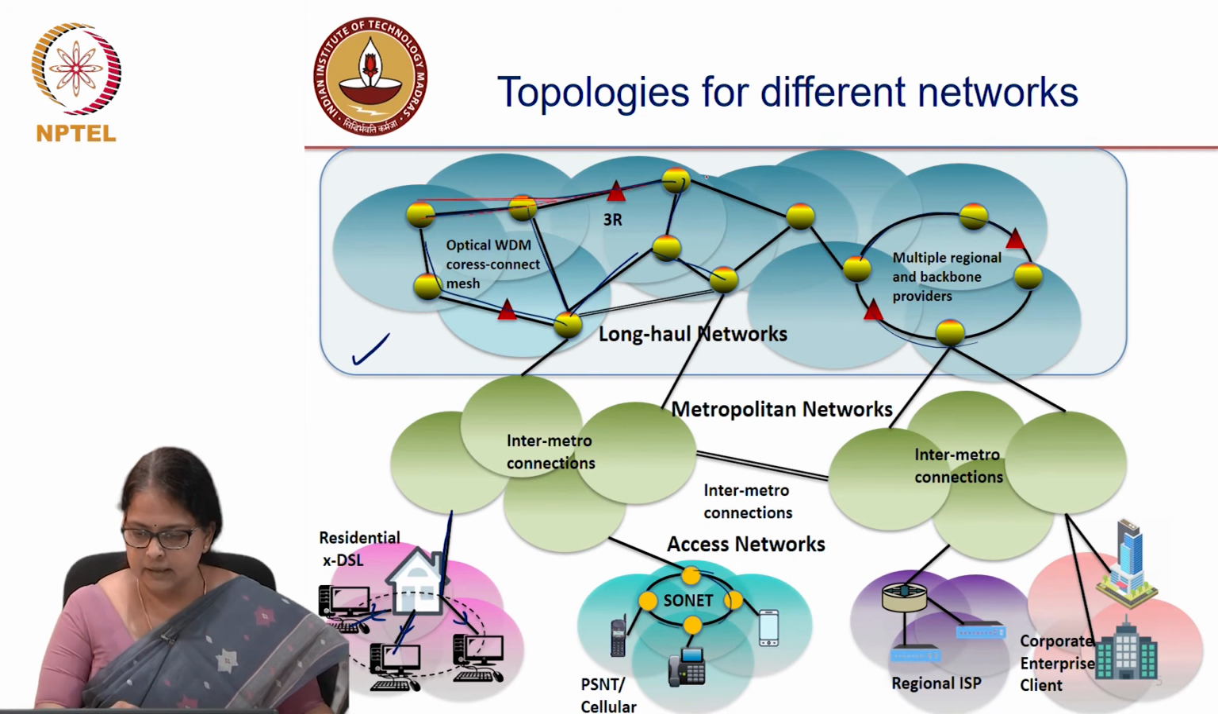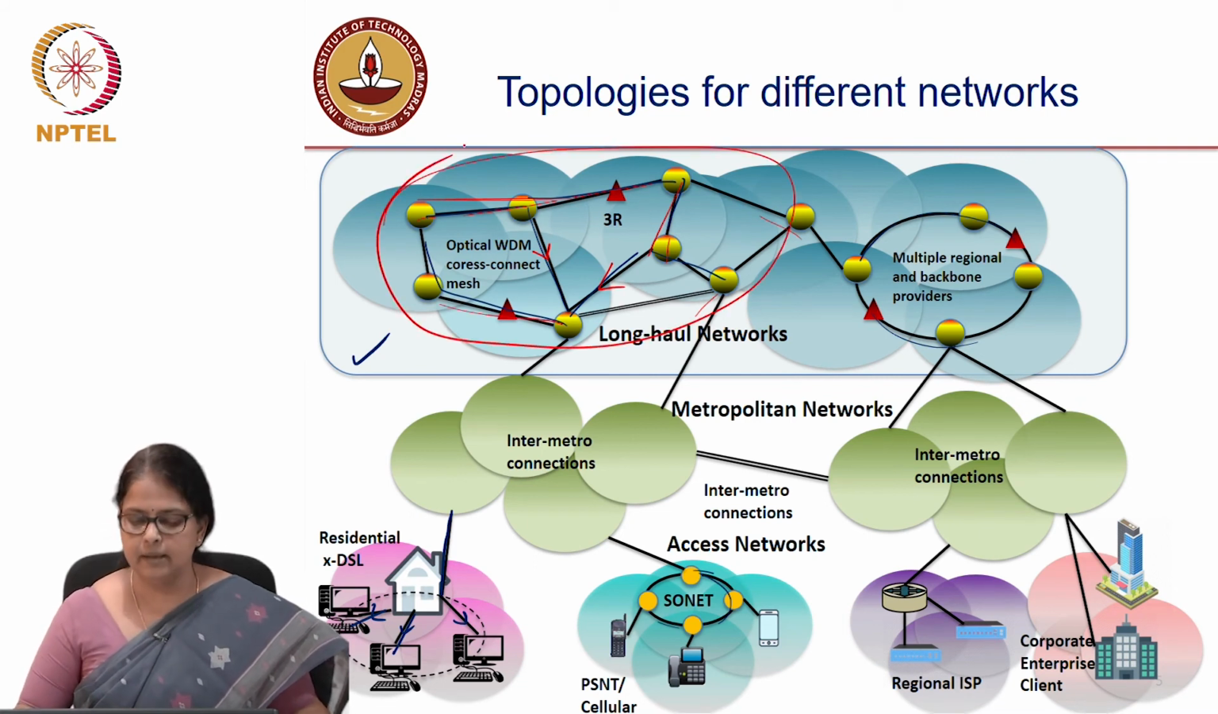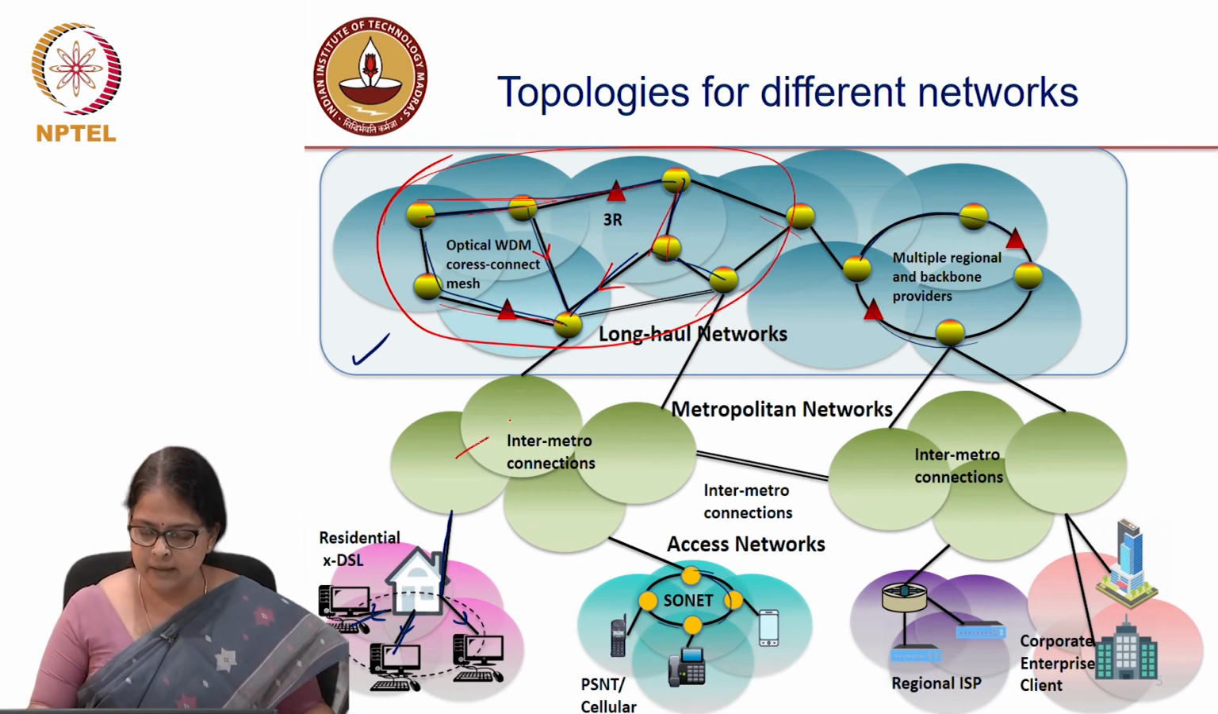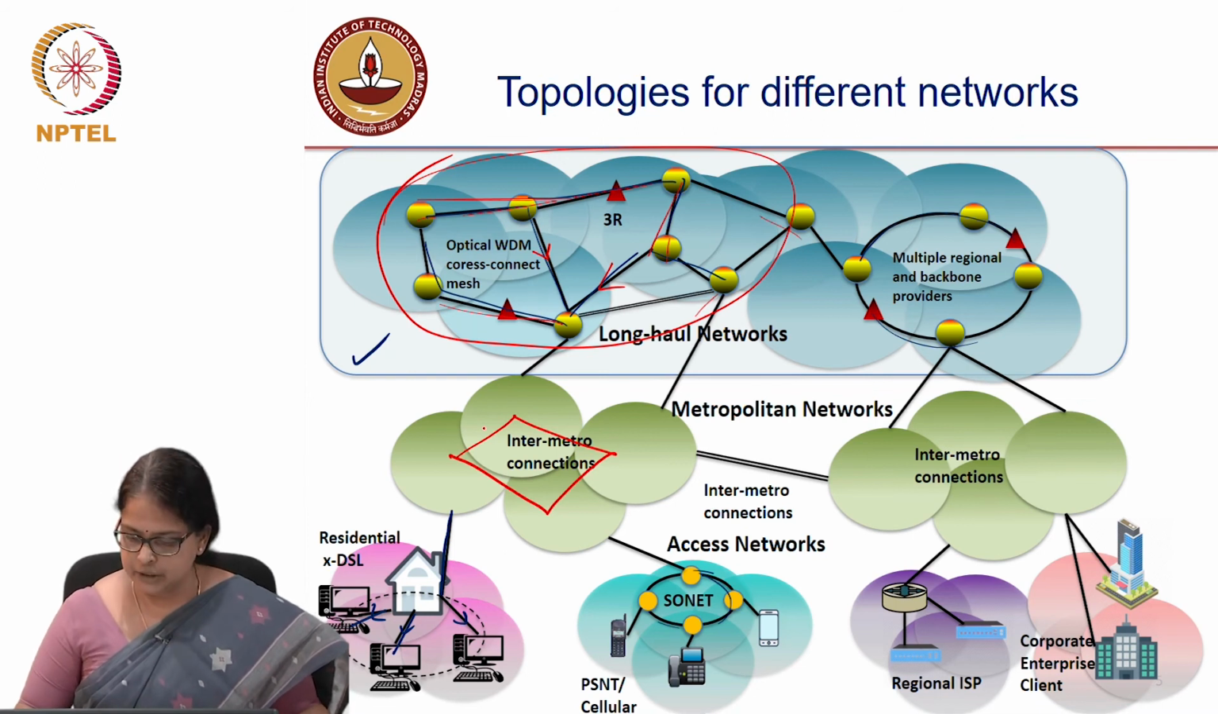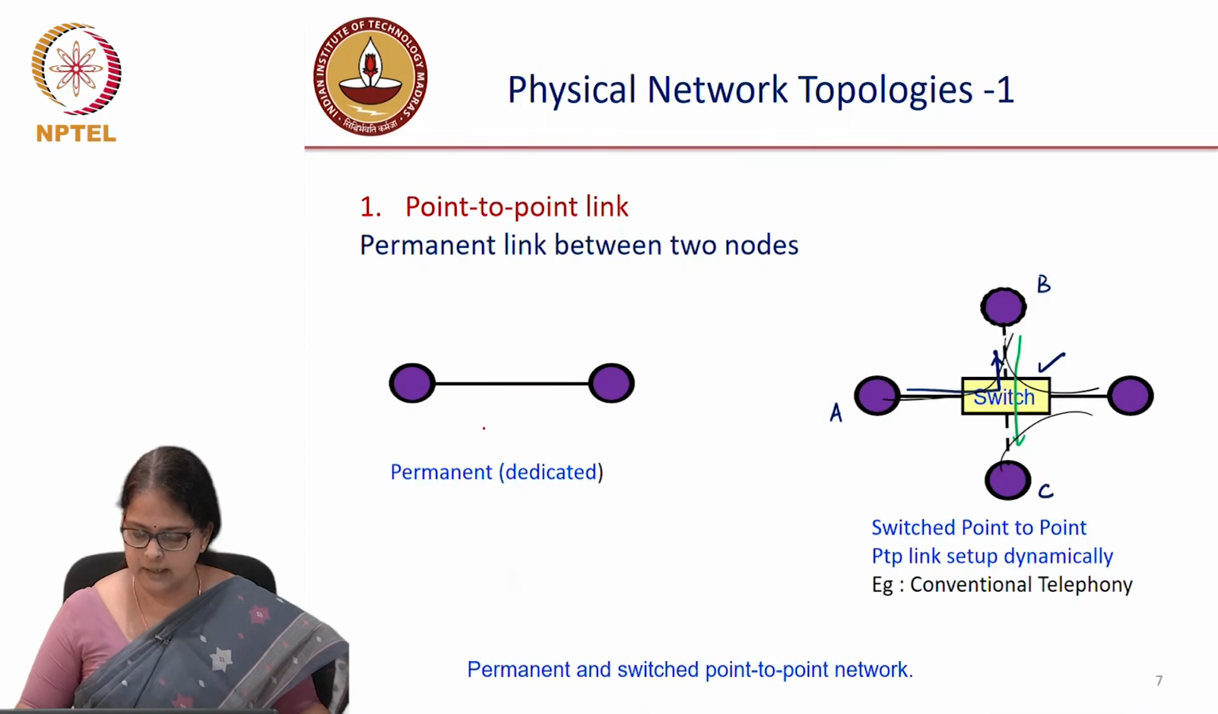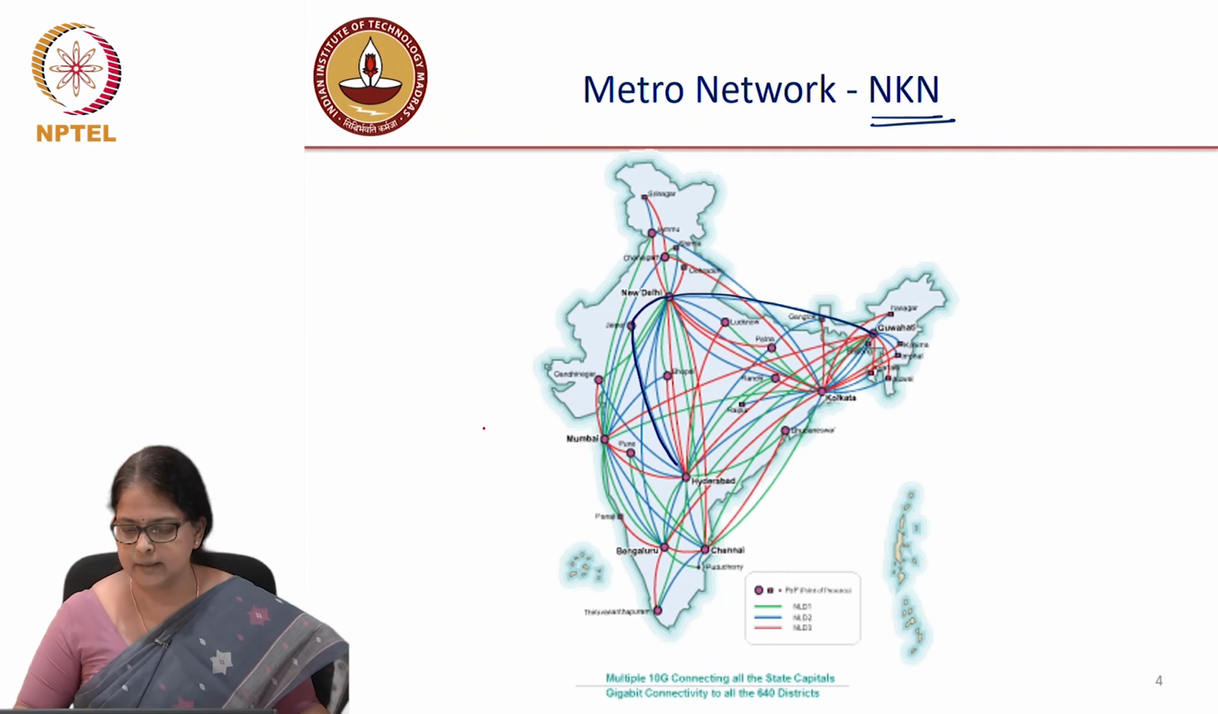You see that the long haul networks, because of this advantage with redundancy, get implemented in the mesh topology. Similarly, the metro network also gets implemented in the mesh topology, which you are seeing for instance here. So this is a mesh topology.